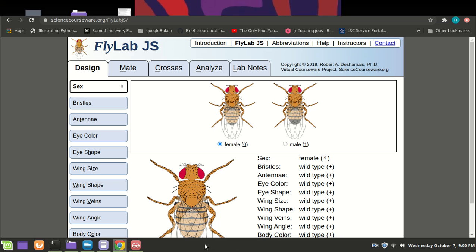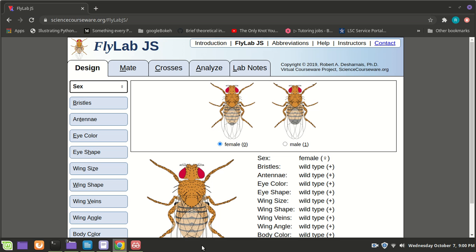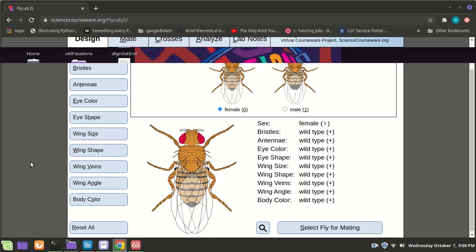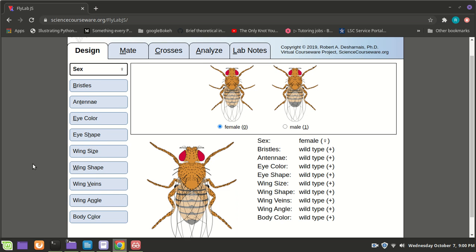Alright, we're going to go over FlyLab.js in more detail now. What I'm going to do is at least start out with checking how we can tell if something is dominant or recessive. Then we'll move to increasingly more difficult questions.